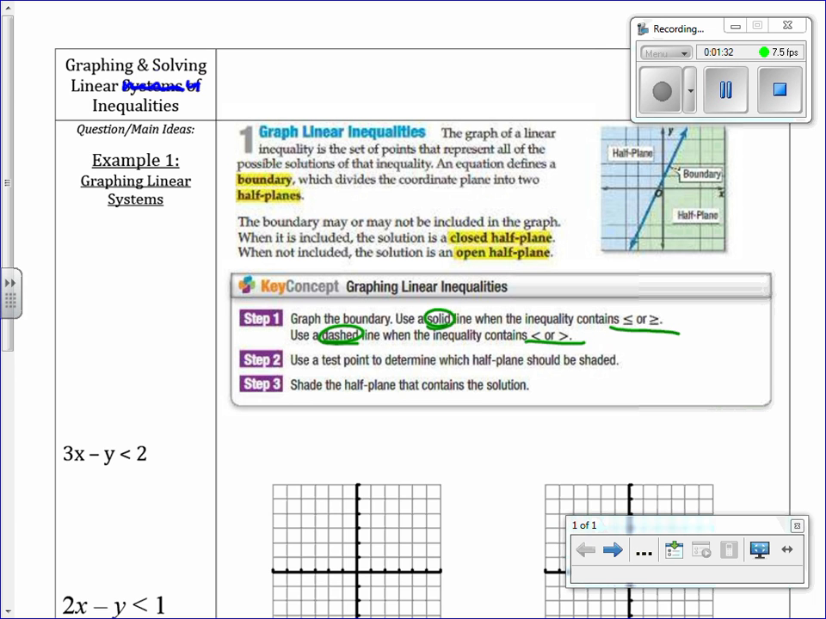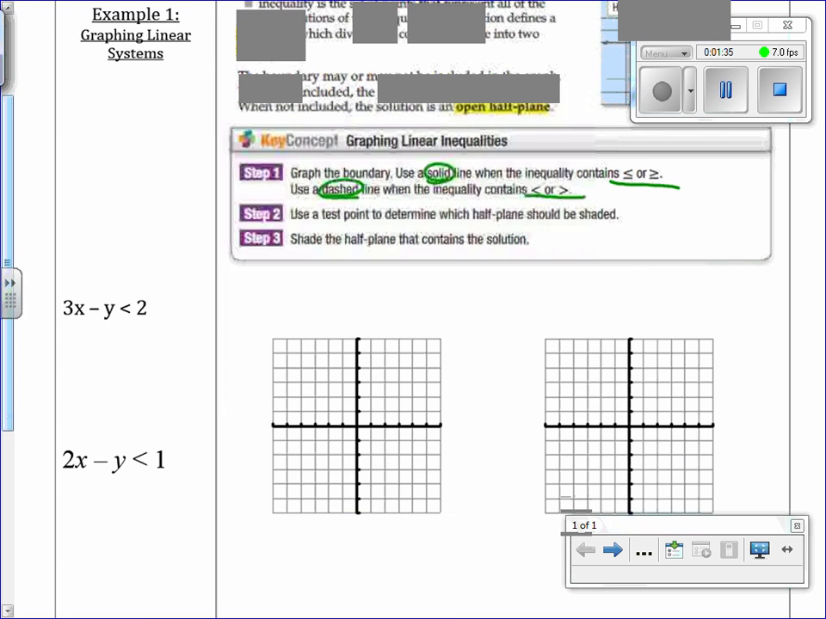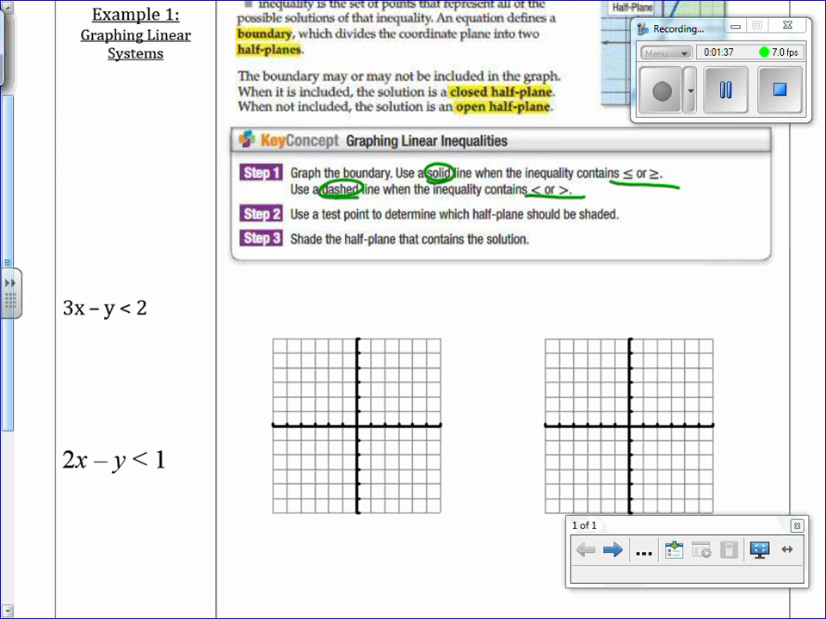We have 3x minus y is less than 2. Well, what we want to do with this is put it into basically slope-intercept form, just like we would do for a regular equation. So I have negative y is less than negative 3x plus 2. The only thing that's different is I'm using a less than symbol. Then I can't have a negative y, so I need to multiply by negative 1. Because I had a negative coefficient, I'm going to switch the symbol: y is greater than 3x minus 2.